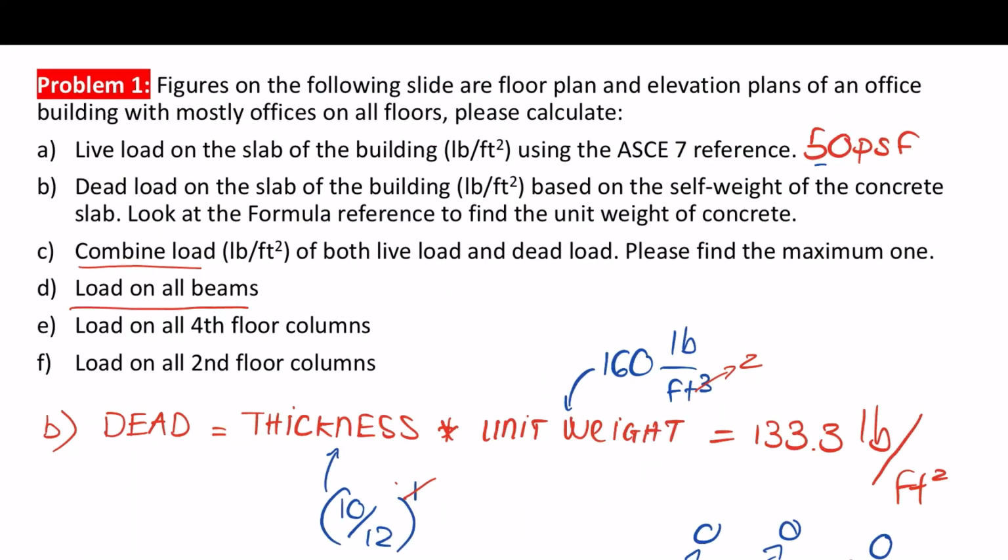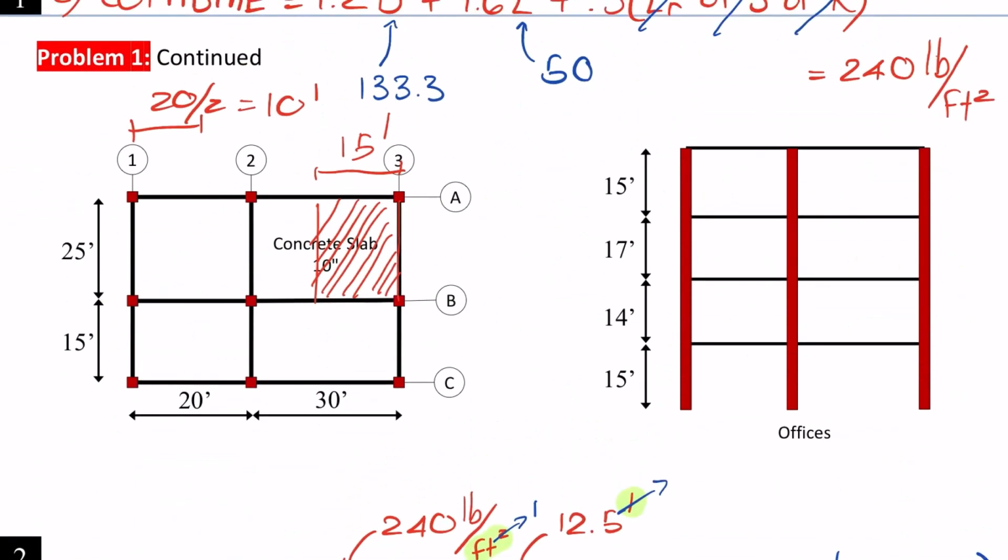Now let's calculate for the column, the load on the 4th floor column. The building over here has 4 floors: 1, 2, 3, 4. Okay, 4 floors.